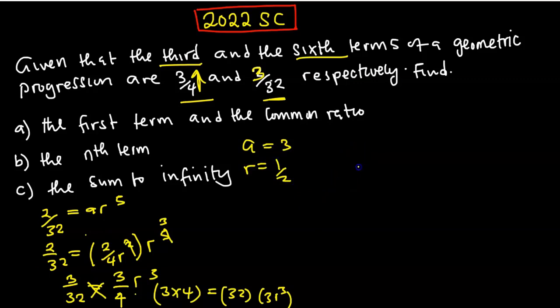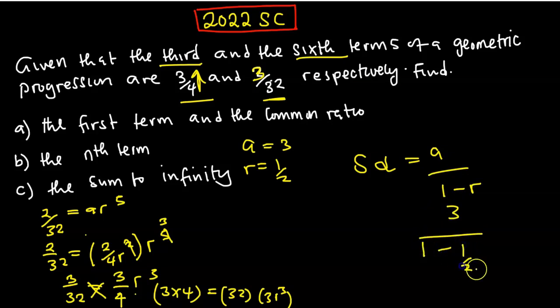What about the sum to infinity? So sum to infinity is equal to what? The first term divided by 1 minus r. So the first term is equal to 3. Divide 1 minus what? The common ratio is 1 over 2. So this one is going to be 3 divided by, this is just a half or 0.5. So it's just the same as 6. Okay, so 3 divided by 0.5 is 6. Confirm that. So that is the sum. Okay, so that is how you basically answer this question.